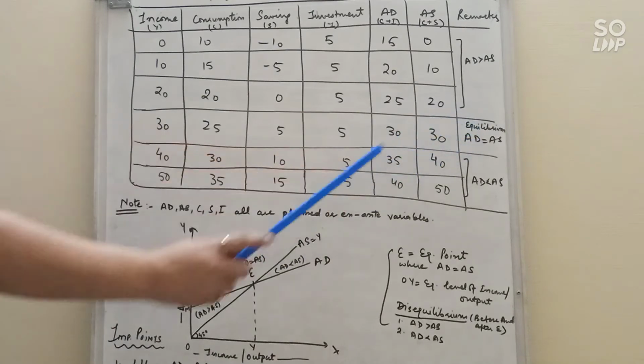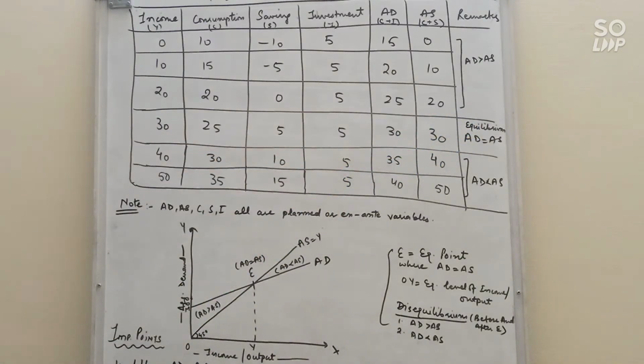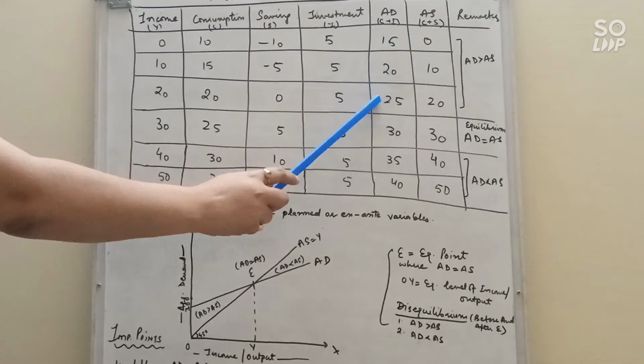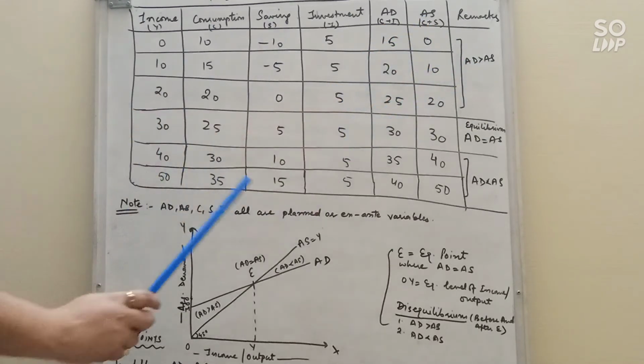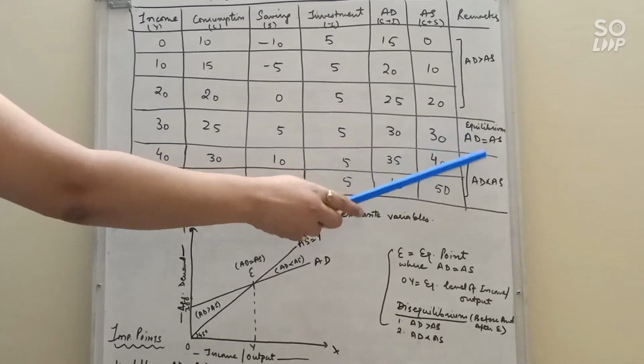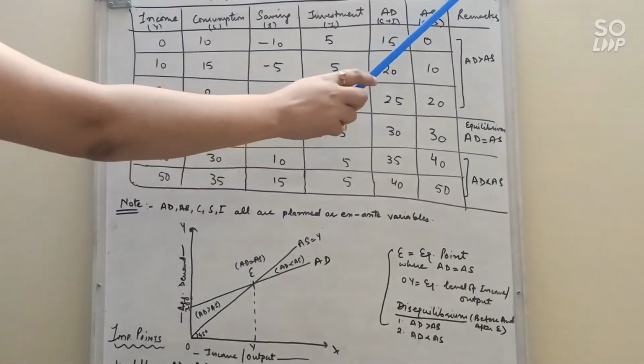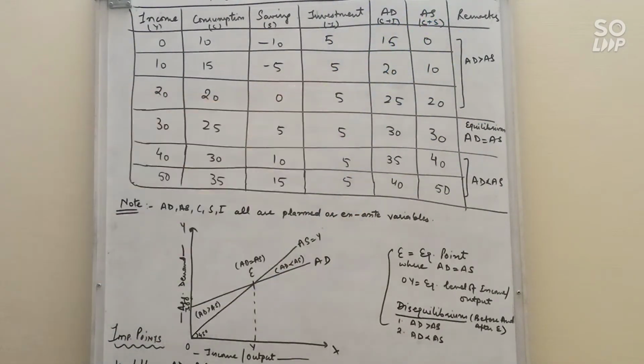So this is the equilibrium point where AD is equal to AS. And before this we can compare AD and AS. Here AD is more than AS, and after equilibrium, AD is less than AS. So you will write it in the remarks. Whenever you draw the table, you will write here that all these values are in rupees crore.